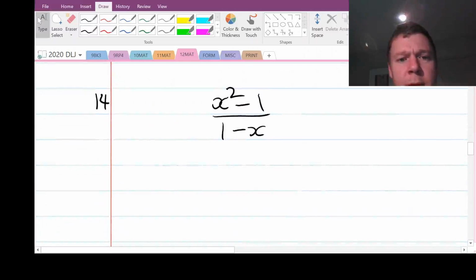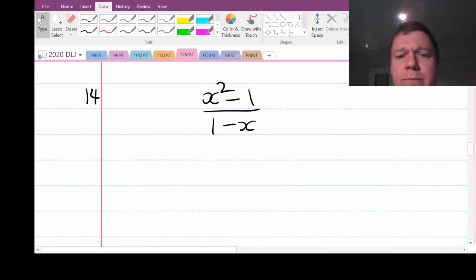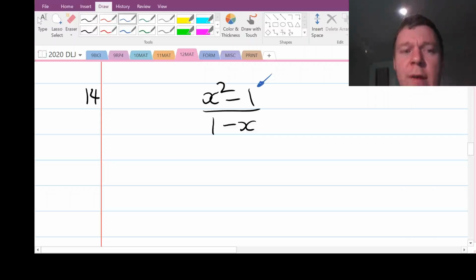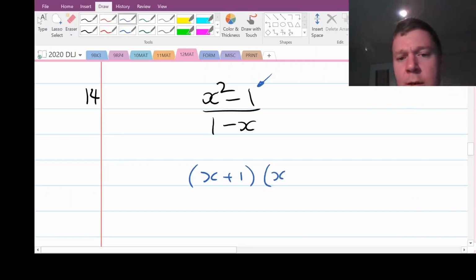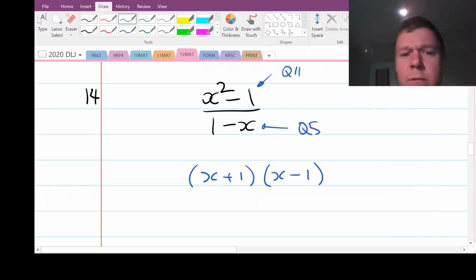Alright, number 14. So this is the same as earlier. We're going to get an x plus 1 on the top and an x minus 1 on the bottom, and this is like question 5. That was like question 11.